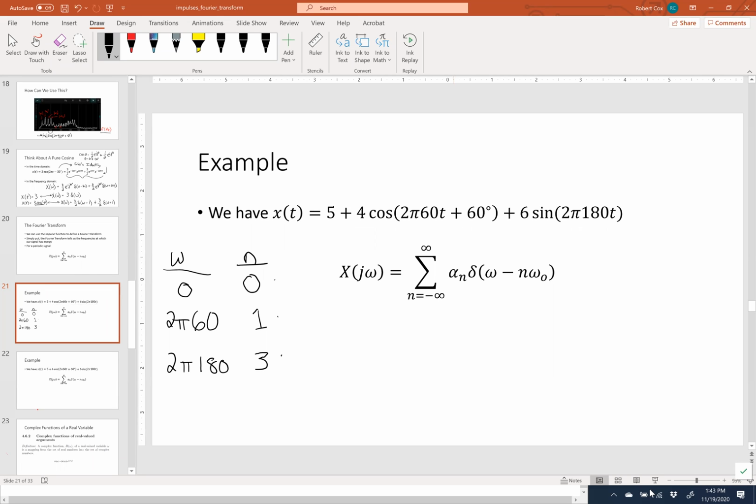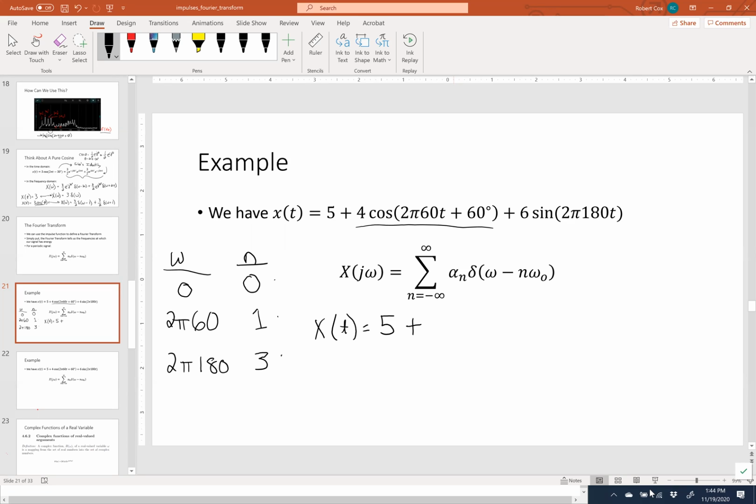Well, that depends on the amplitude. So let's look at this guy right here. Before I even try to write out that X of j omega thing, let's write X of t in terms of Euler's identity, because I want to write this in the form of the complex form of the Fourier series. So X of t equals 5. I don't do anything with 5. It's a constant, right? But 4 cosine 2 pi 60t plus 60 degrees, what do I do with that? How do I get that into the complex form of the series?